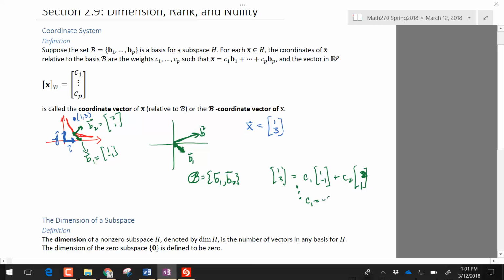C1 equals -5/3, and C2 equals what? Positive 4/3. All right, so those are the numbers that we have. And so what this says is that our x vector can now be written, instead of 1, 3, with respect to the basis. And this would be minus 5 over 3 and positive 4 over 3.